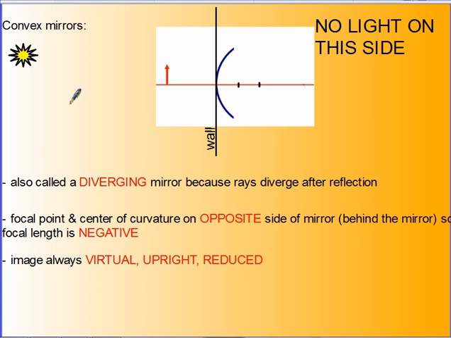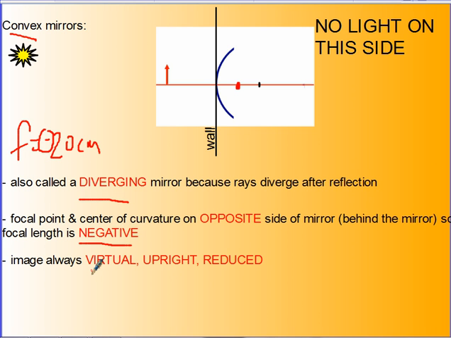Convex mirrors are different. These are called diverging mirrors because light rays come in and then they diverge from a focus right here. The focal point and the center of curvature are always on the opposite side of the mirror from where you're standing. So the focal length is negative. You know you're dealing with a convex mirror when I tell you the focus is negative 20 centimeters. That negative sign tells me the focus is on the opposite side of the mirror, and we're dealing with a convex mirror.